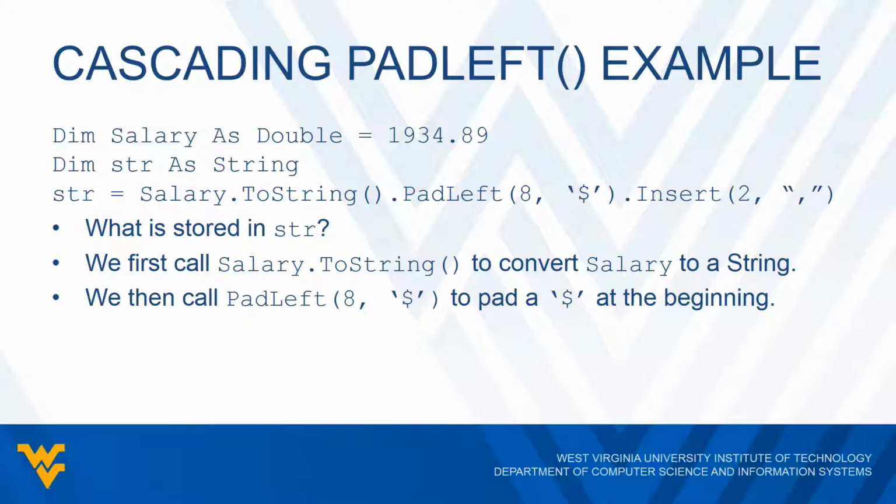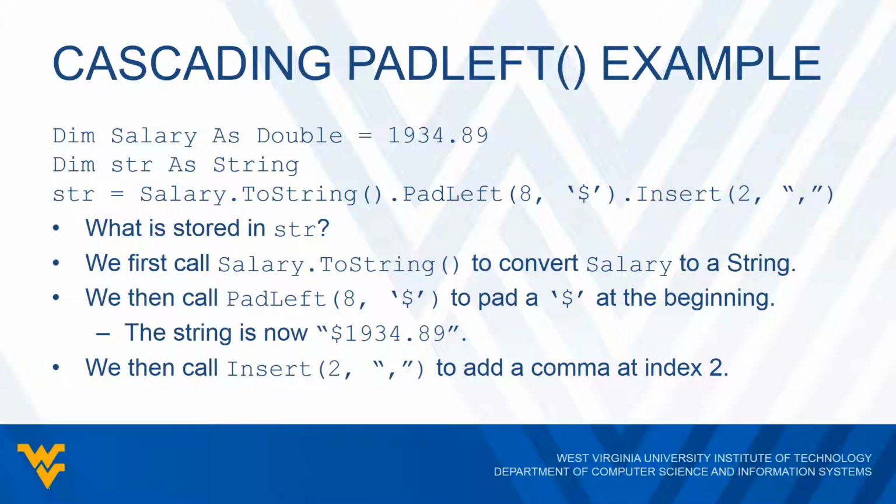What this is saying here is we're going to pad $ signs at the beginning until the new string has 8 characters. We see that in our original string, we have 1, 2, 3, 4, 5, 6, 7 characters. So the length of the original string is 7. This means we're going to add one more $ sign, just one, and then the total length of the new string would be 8. This means our updated string at this point is going to be $1934.89.